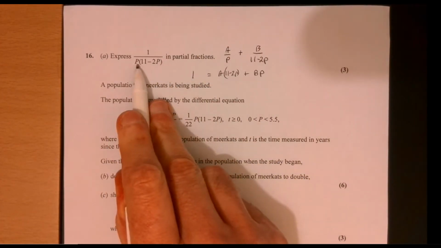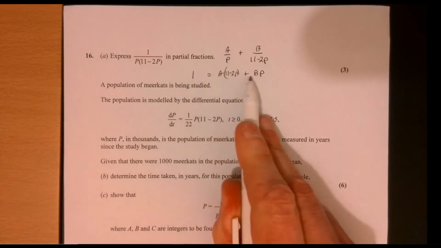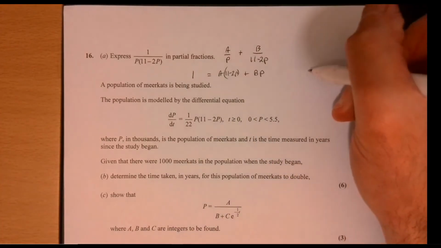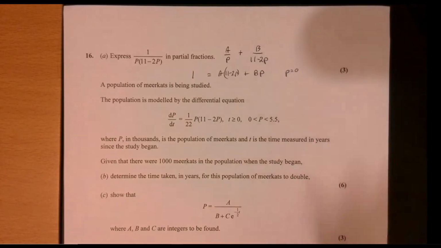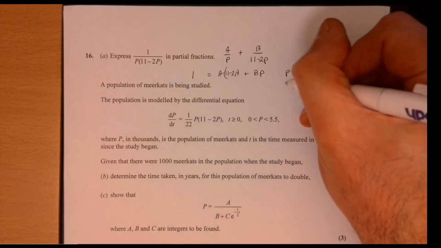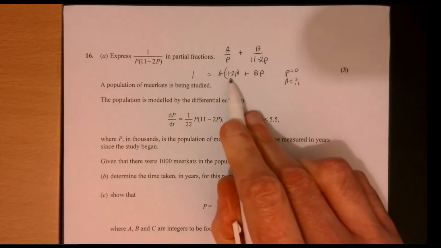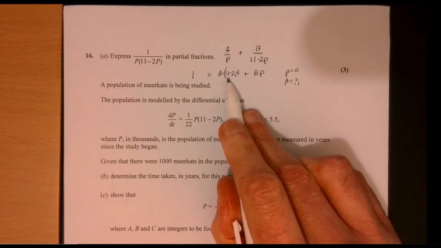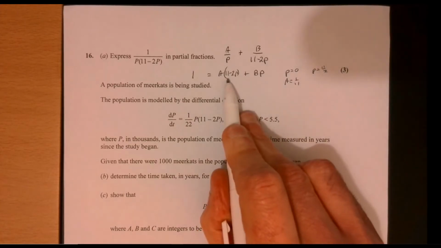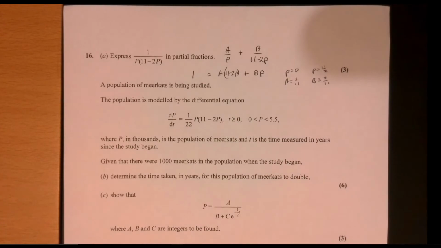This is all over p(11 minus 2p), and this is over 11 minus 2p. So I can therefore say that this is equal to this. And this allows me to work out what A and B are. So you'd start off by saying, okay, well, if p is equal to 0, just sub that in, and then that gives me A is 1 over 11. And then if you pop p is equal to 11 over 2, because I'm trying to get rid of this bit over here, then that gives me B equals 2 11ths.